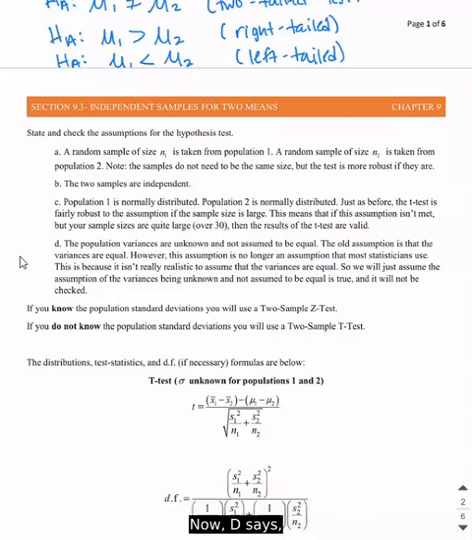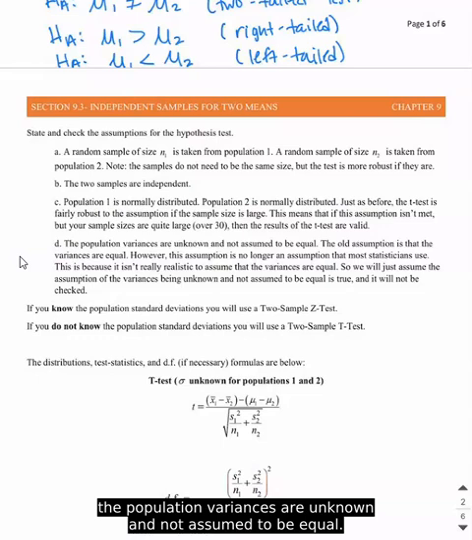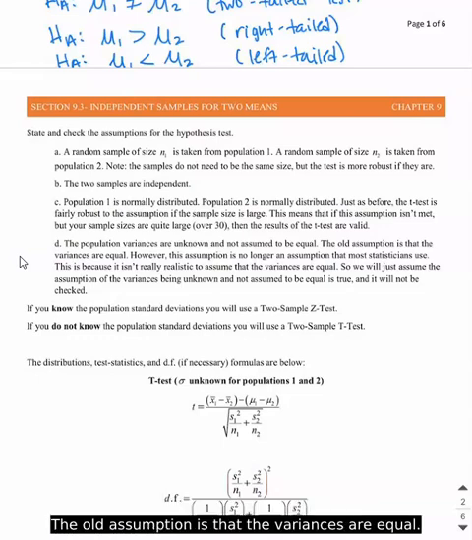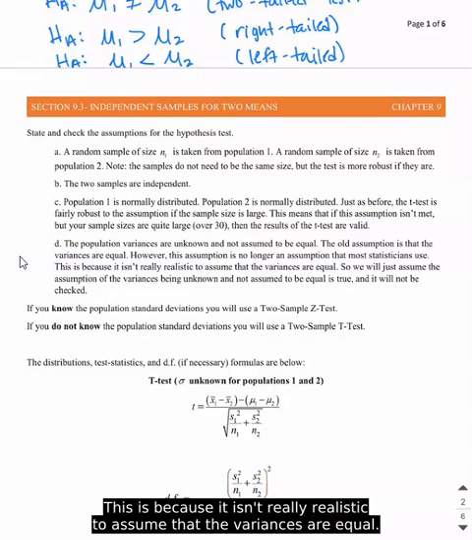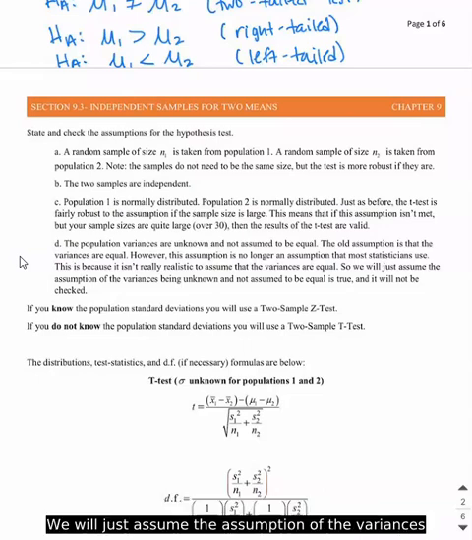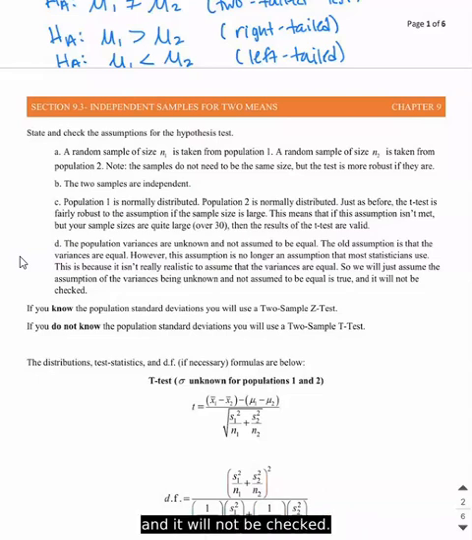Now, D says the population variances are unknown and not assumed to be equal. The old assumption is that the variances are equal. However, this is no longer an assumption that most statisticians use, because it really isn't realistic to assume that the variances are equal. So we will assume the variances are unknown and not assumed to be equal, and it will not be checked.